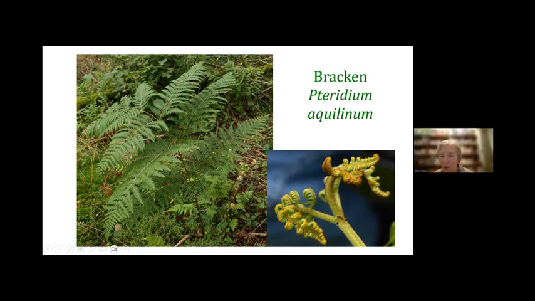Interestingly, the new croziers have little nectaries, and these attract ants that come and feed on that nectar. They're lost once the frond is mature and leathery, but it's thought it could be a protective mechanism that if there are ants there, that animals won't eat the croziers.